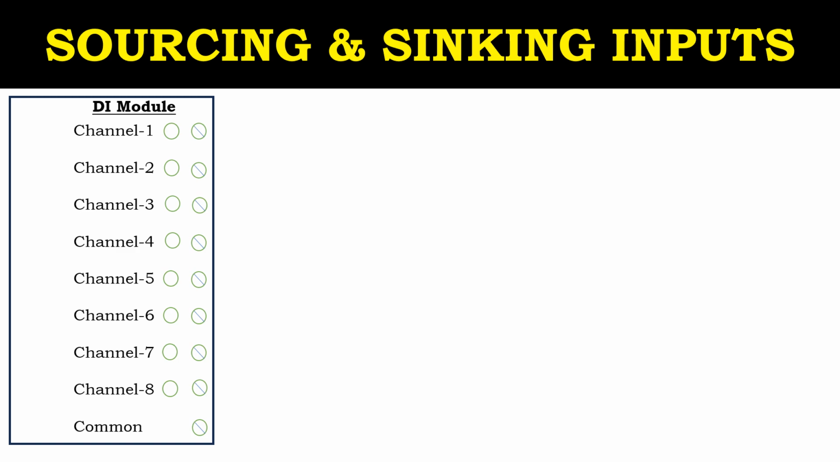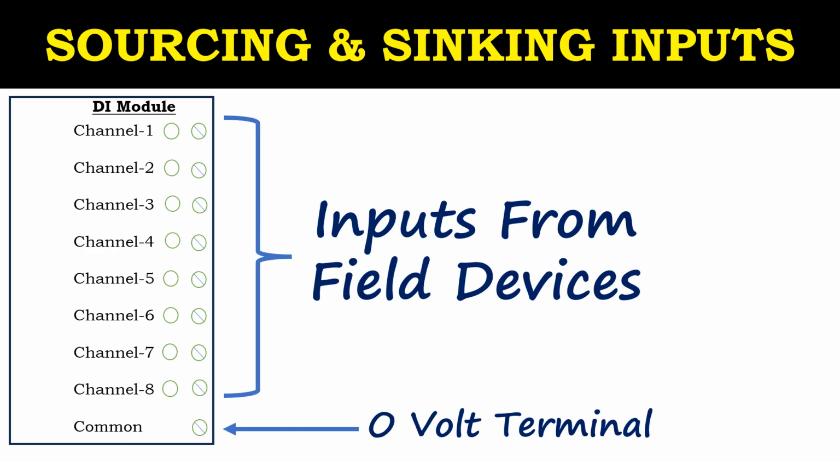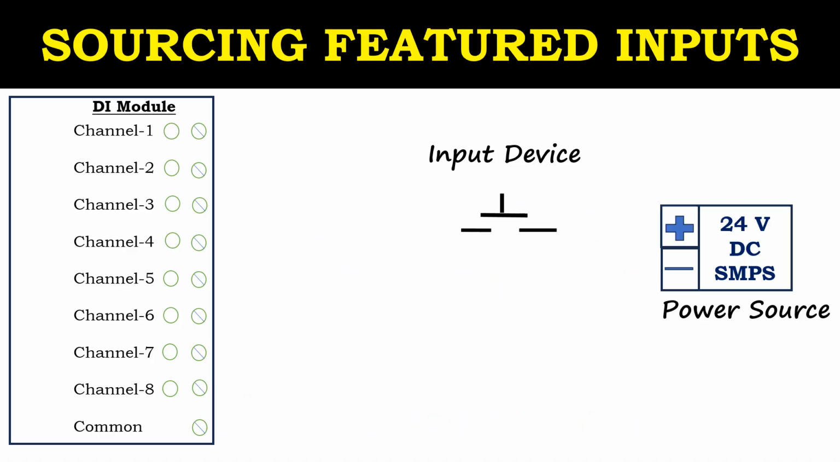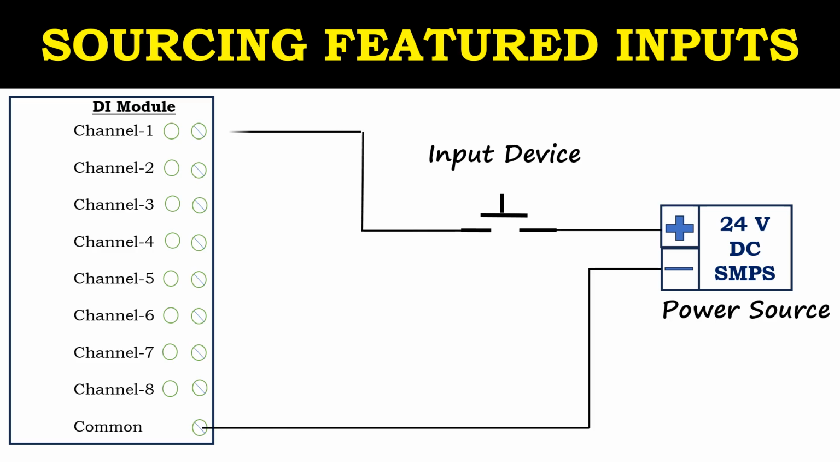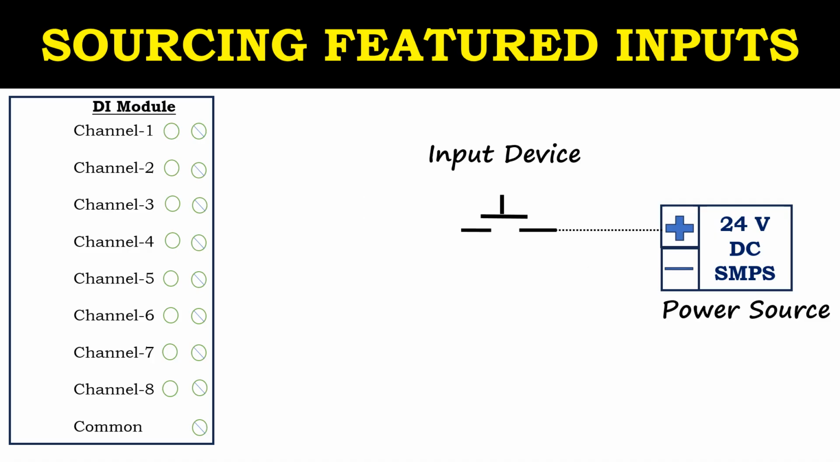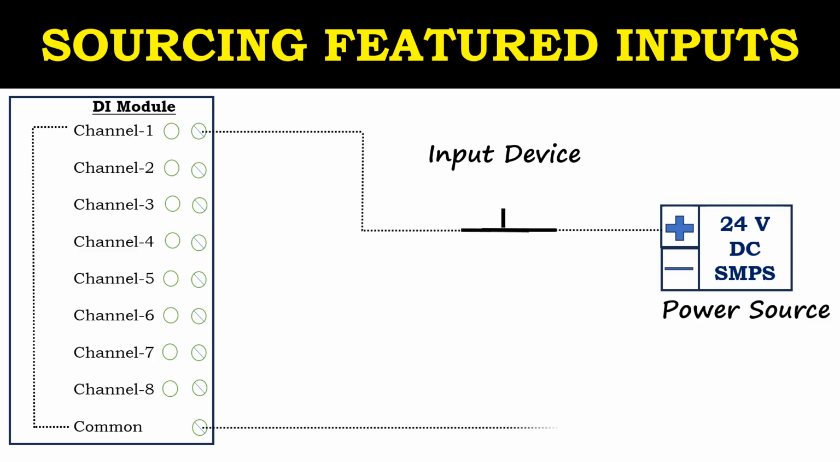For your understanding of the concept of sourcing and sinking, here I will take the example of an 8-channel digital input module. This 8-channel digital input card consists of 8 channels to receive the input from field devices and one common, that is the 0-volt terminal. From the power source, we will connect negative to the common terminal and we will connect positive to the input device, and from there we will extend it to channel number 1 of the input module. Now the switch will close. Current will flow from channel number 1 to the common terminal in this way. This is called sourcing input. Here the digital input is sourcing the current to the channel of this module.